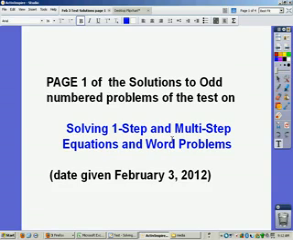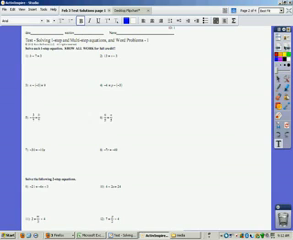Today's video will be on the solutions to the odd number problems from the test we took this past Friday, which was on solving one-step and multi-step equations and word problems. On the next page, I'm showing you a glimpse of that first page. The next pages will be more of a close-up and explanations, but this is just to remind you what the test looked like to begin with.